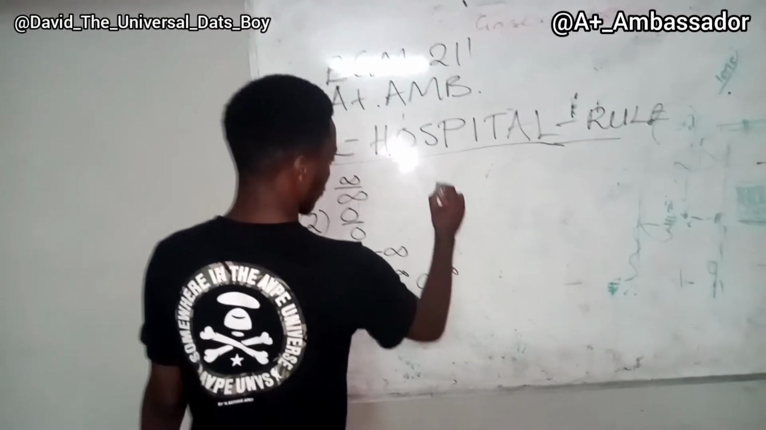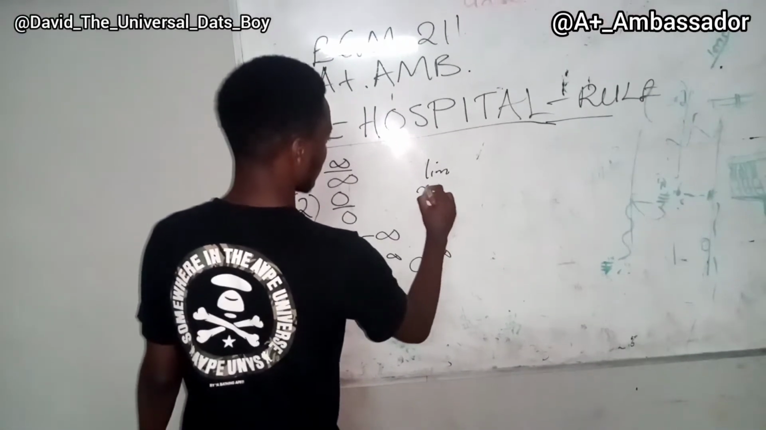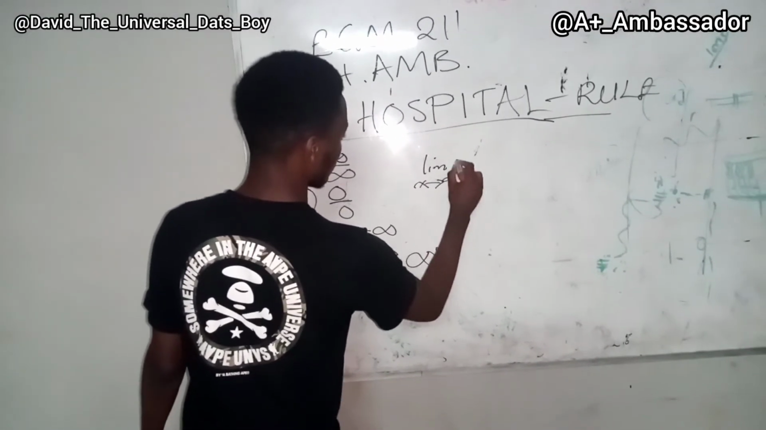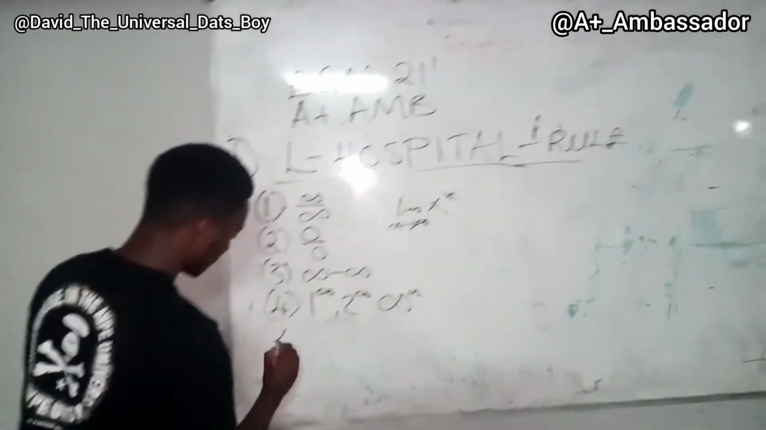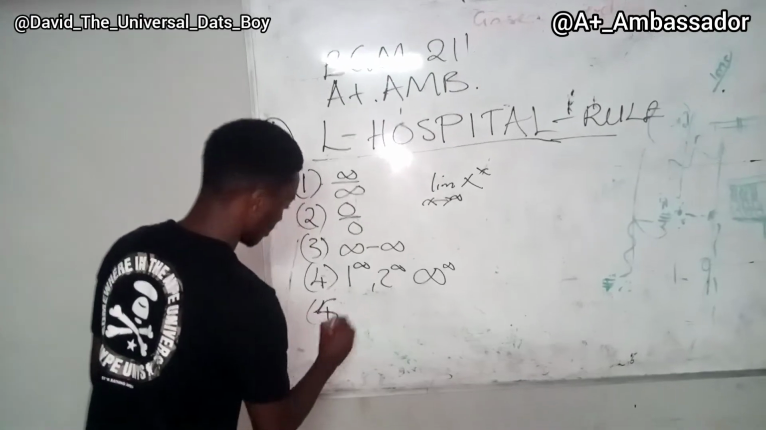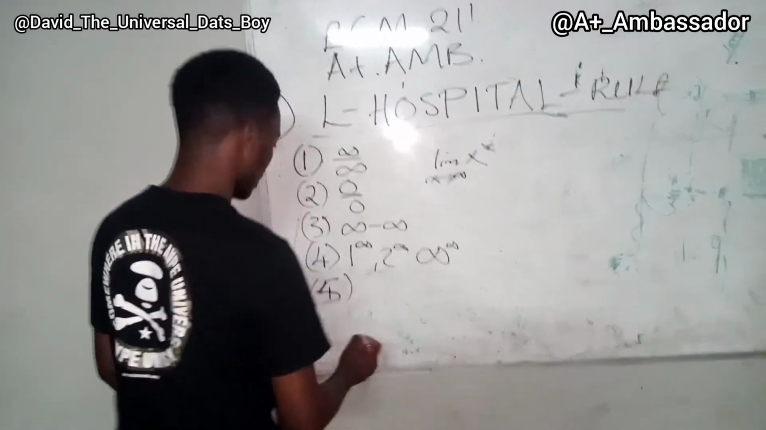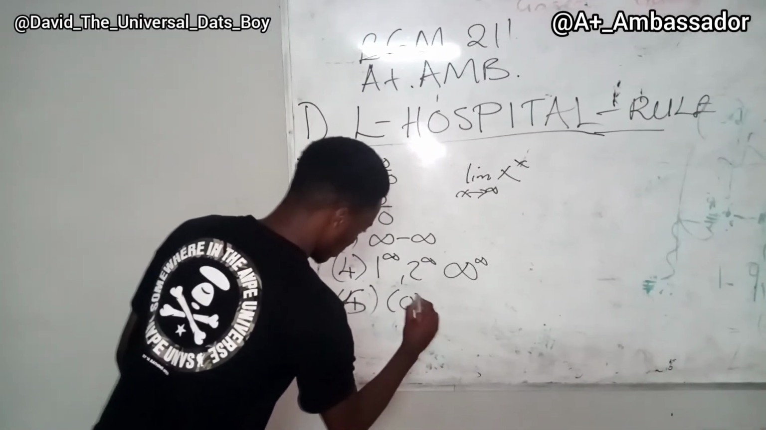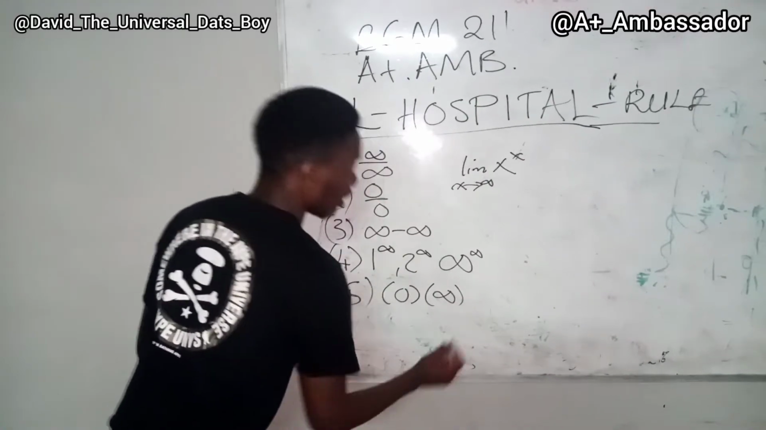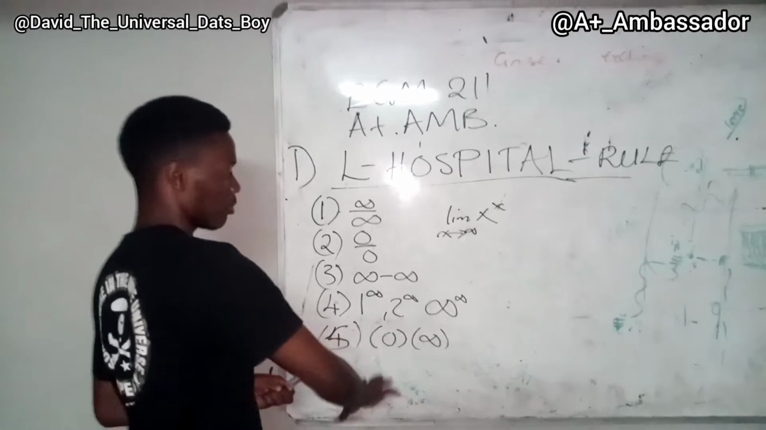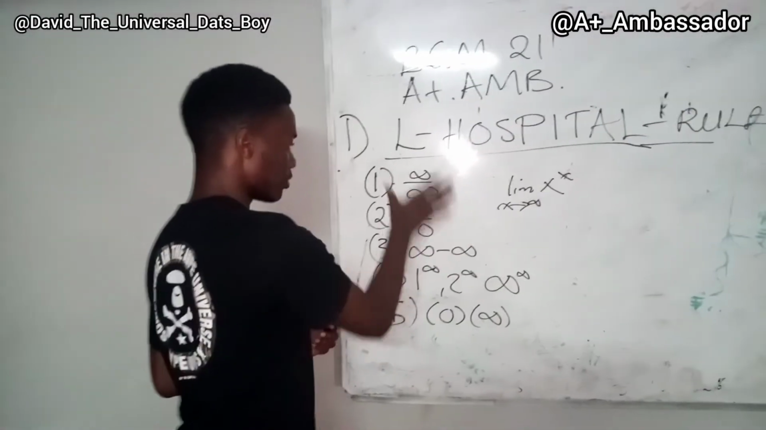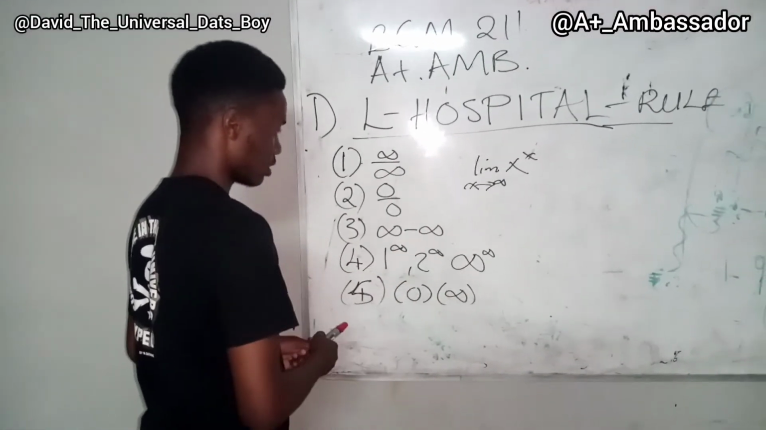They can be such. What if you have something like the limit as x approaches infinity of x to the power x? Then you're going to be forced to come to something like this. And on the fifth one, you're going to have things like 0 times infinity. And maybe there are other things, and if there are more, I'm going to tell you, but these are the general scenarios in which you can use this rule.